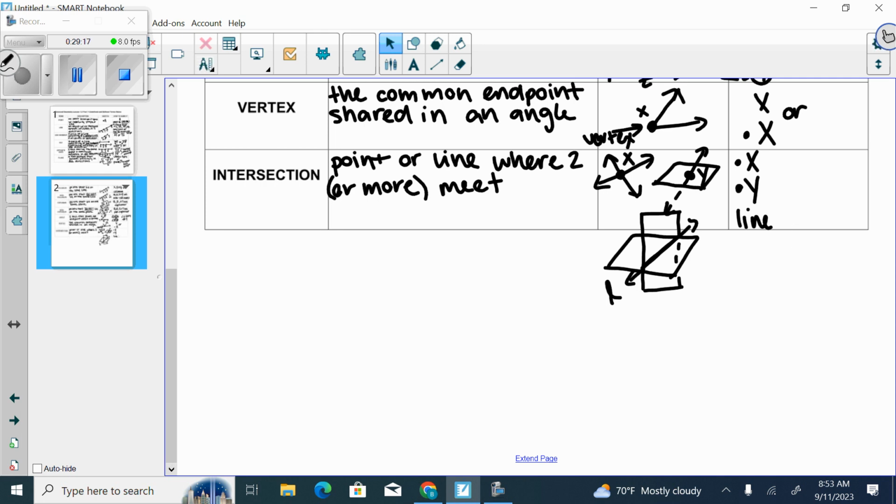So depending on what you have intersecting, the intersections could be different things. 2 lines intersect at a point, which you guys already knew, right? When you learned how to graph for a system of equations, you said that they cross at a point. We should also now know that a line and a plane will still intersect at one point, but now we know 2 planes intersect along a line. All right? Okay.